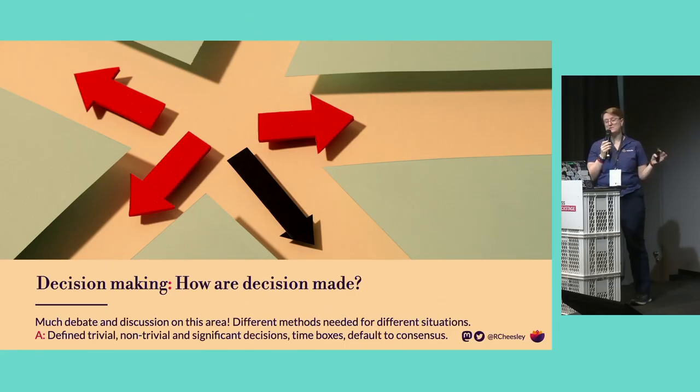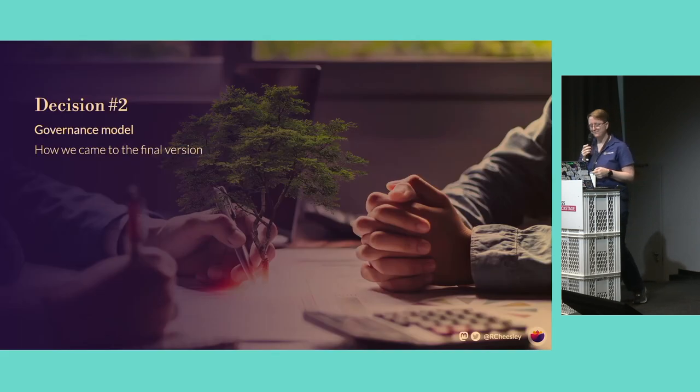We say with those ones, they need a 36-hour time box. And then for significant decisions which impact across the whole project or have financial impact or that can't be reversed, then there needs to be a 2-week time box minimum for decisions to be made. And so we codified that in our governance model to make it really clear.